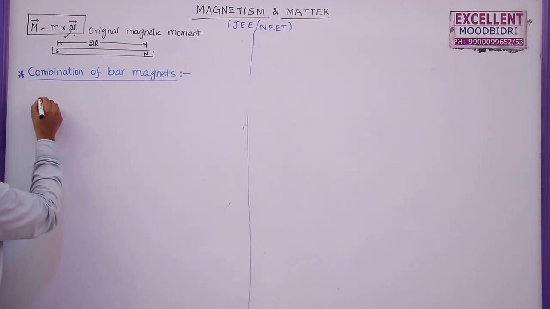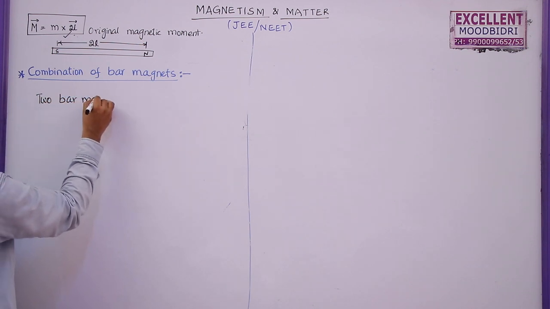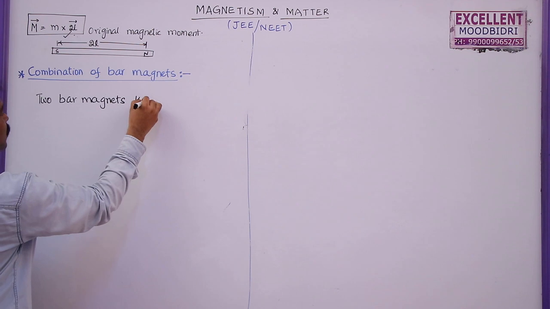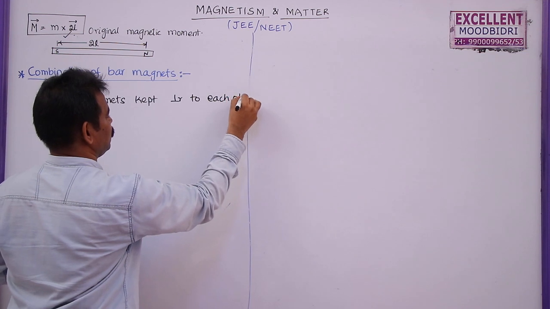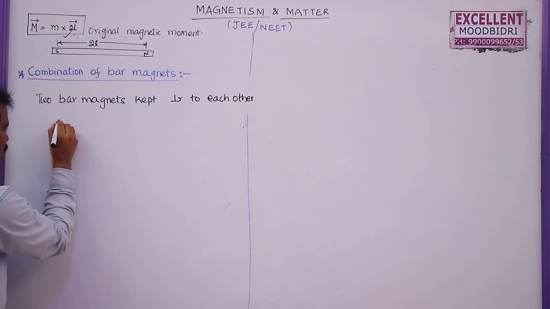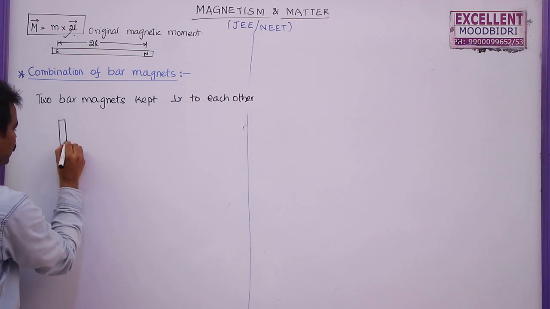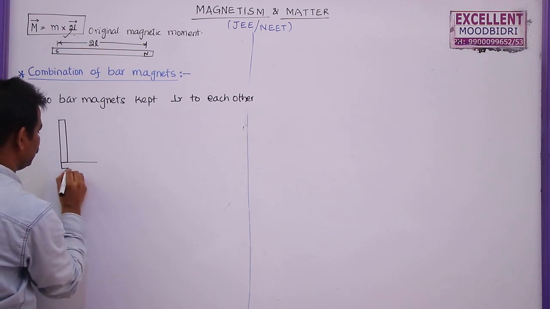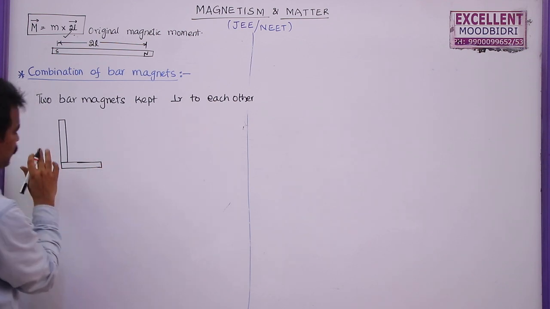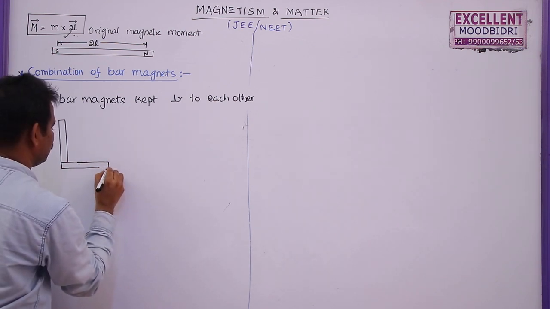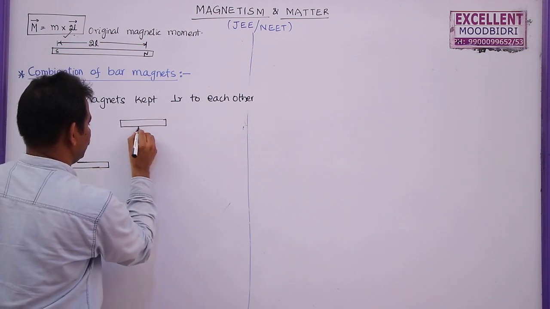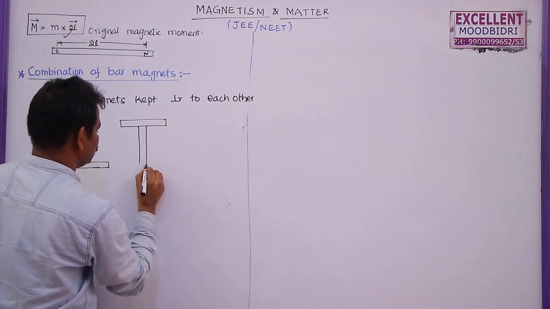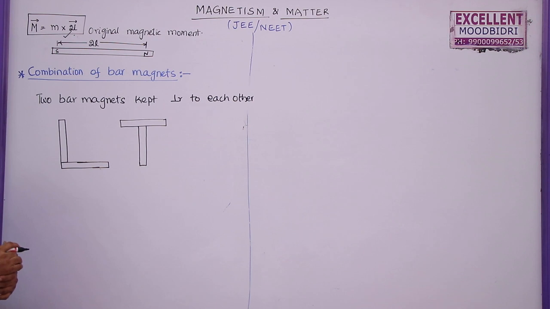Two bar magnets are kept perpendicular to each other. Now here perpendicular means, see, this is a first bar magnet, this is second bar magnet, so these are said to be perpendicular to each other. Or even if one bar magnet is placed like this and the other bar magnet is placed like this, here also these two are said to be perpendicular to each other.